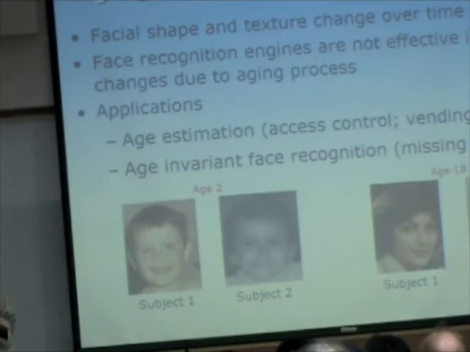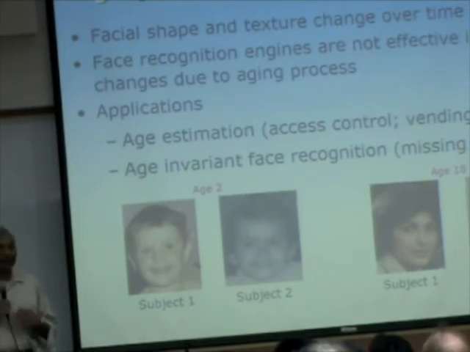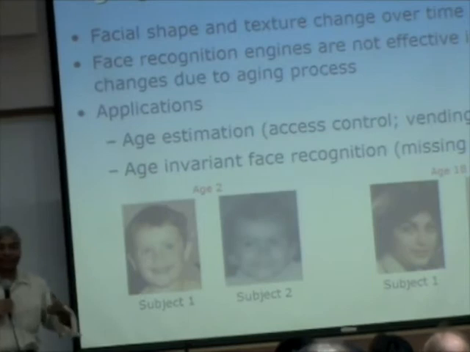And there are many potential commercial applications of age estimation. One of them is people are talking about having vending machines which will dispense alcohol or some other things where you don't want to give the alcohol to minors, or people who are below 18 or something. So can we have a camera on the vending machine which will estimate the age, as an example.